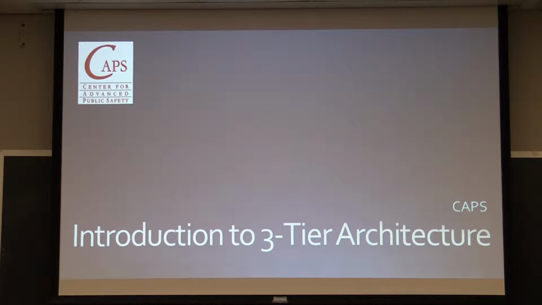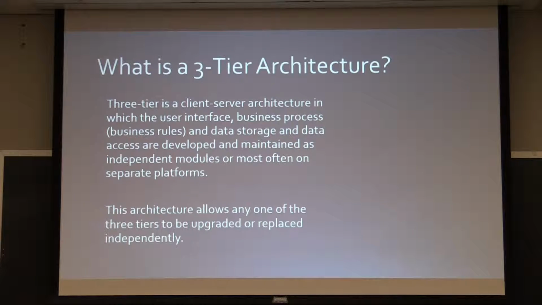Okay, so tonight we are going to introduce three-tier architecture. So we got a slide here just to discuss the concept of what is three-tier architecture. It's a client-server architecture in which we separate the user interface and business processes and data storage. We separate them out, and we can maintain and develop the modules on separate platforms effectively.